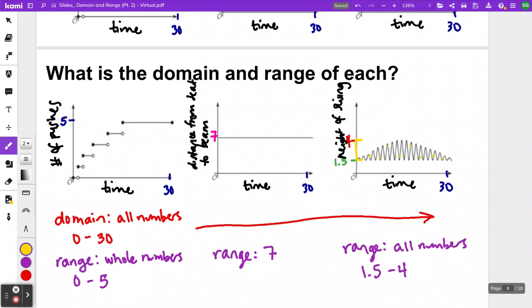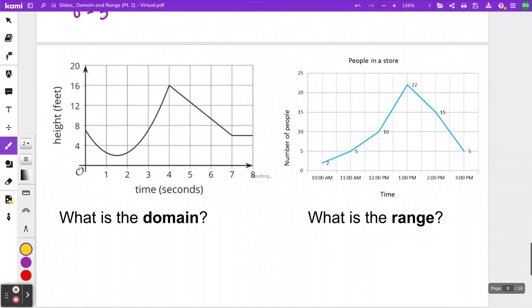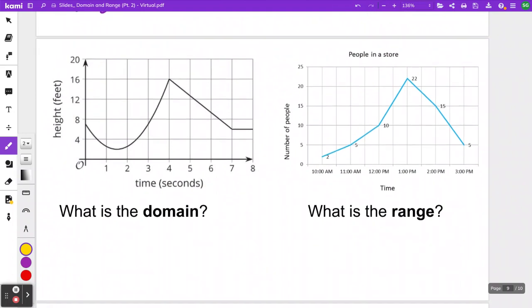This is the goal for today, is looking at these graphs and identifying domain and range. I have 2 extra problems here for us to get some practice. This first graph here, we're looking at the height of an object in time in seconds, and I'm asking you to identify the domain. And then for the second one, it's people in a store. So you're looking at the number of people in the store at a specific time. And for that second graph, I'm asking you to identify the range. Go ahead, pause the video. This will be a great way for you to check in and see how you're doing on this topic.